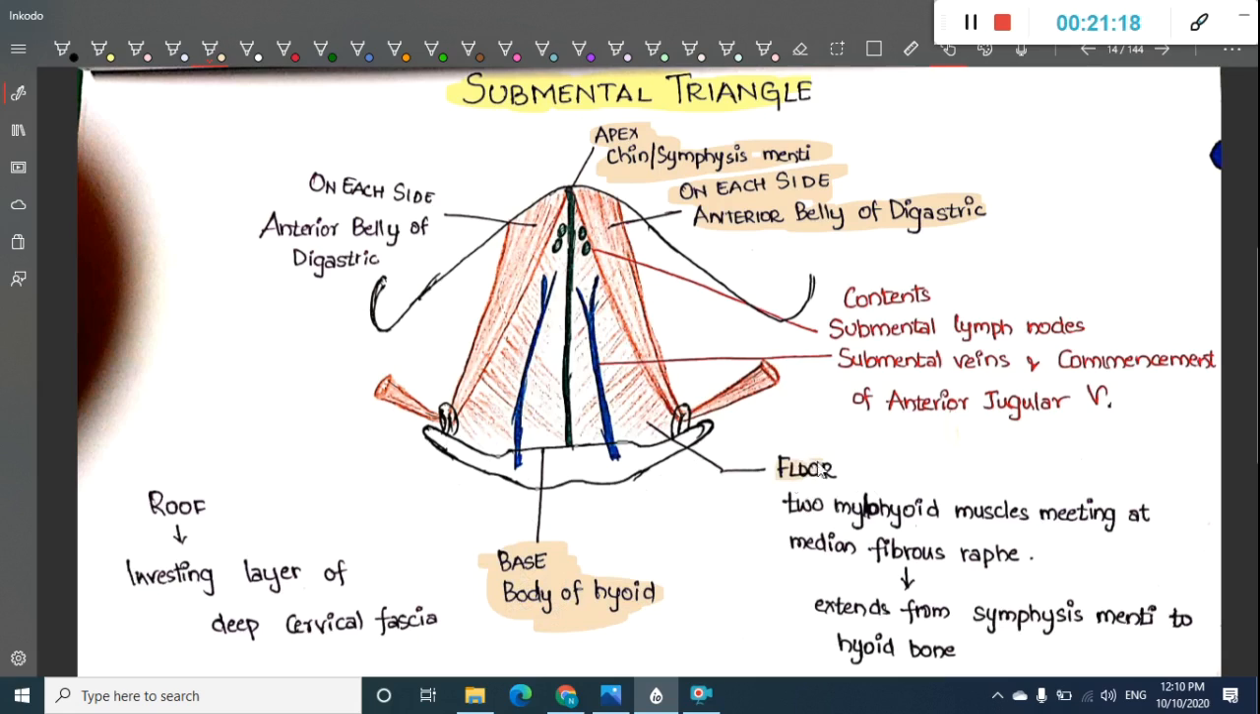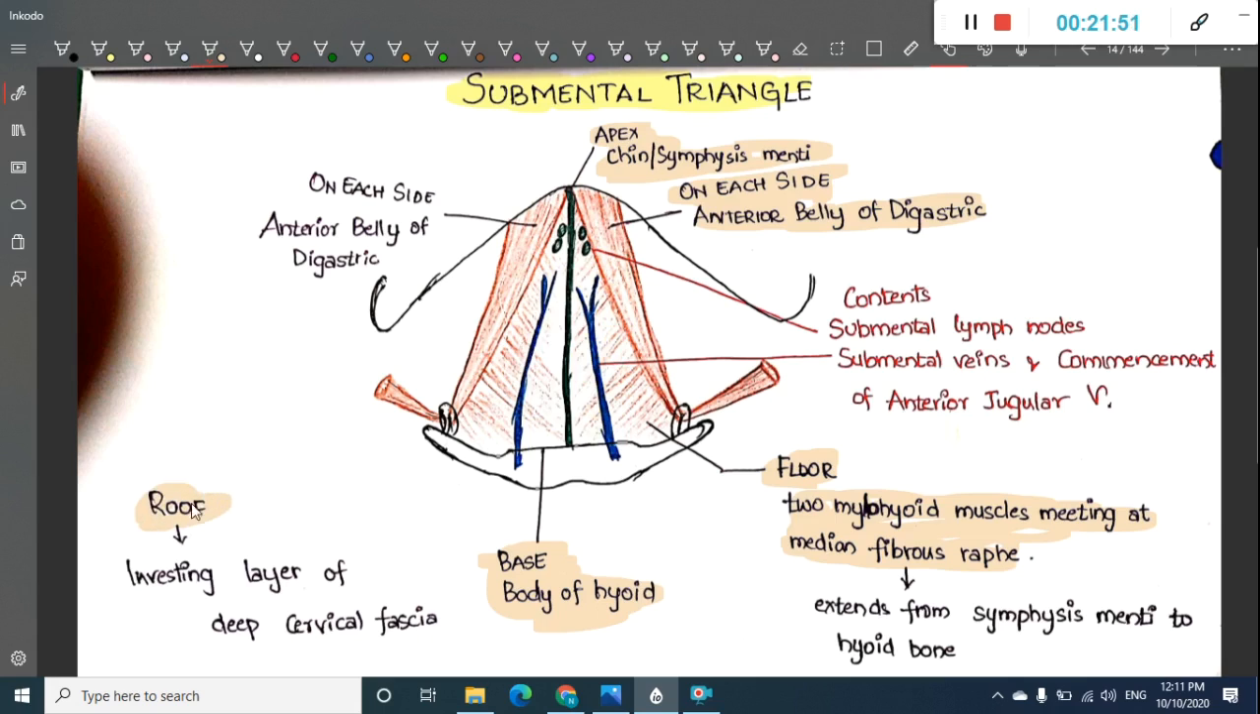In the floor you see two mylohyoid muscles which are meeting in the fibrous raphe. So what is the mylohyoid muscle? It originates from the symphysis menti and extends to the hyoid bone. That is the mylohyoid muscle.